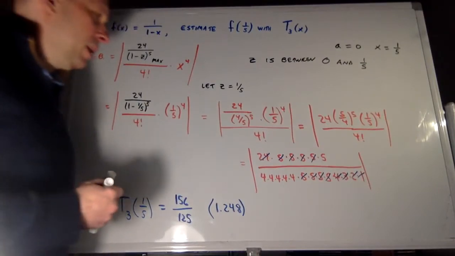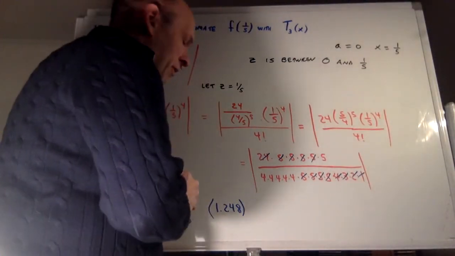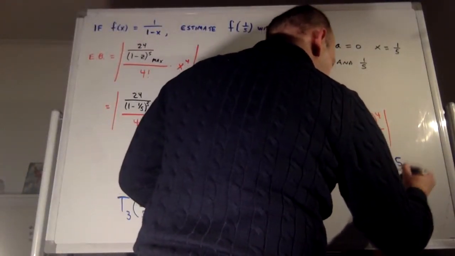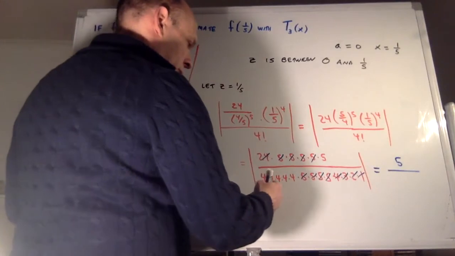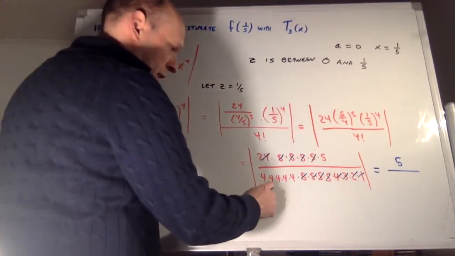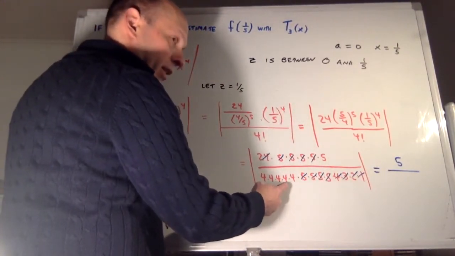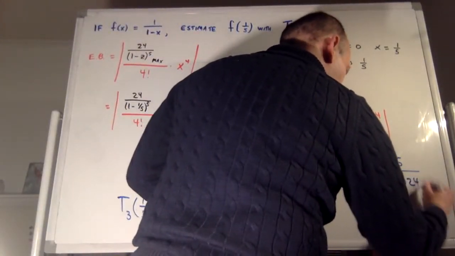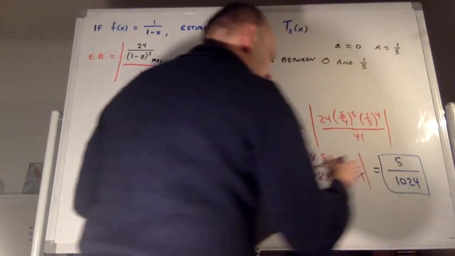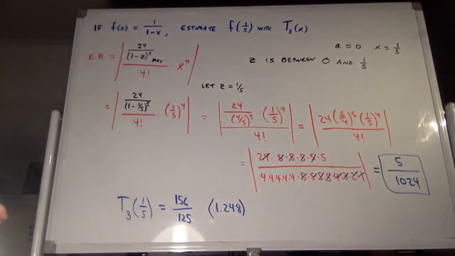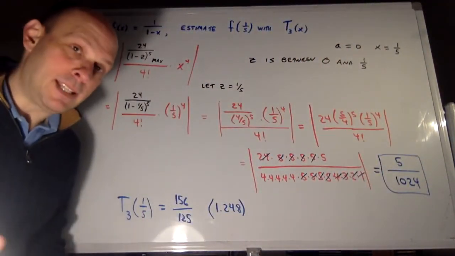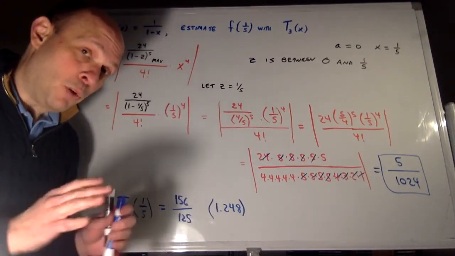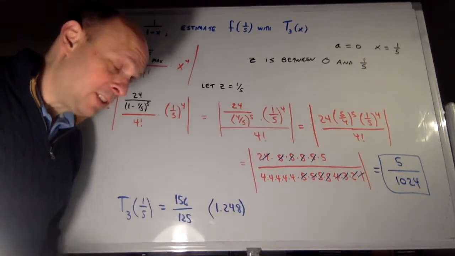What is this? I think we can figure it out. Obviously it's a positive number, so it's going to be 5 in the numerator, and then 4 times 4 times 4 times 4 times 4. So 4, 16, 64, 256, and then 256 times 4, 1024. We don't need no stinking calculator. So there it is, 5 over 1024. And again, what is that? It's the error bound. It's not what we're off by, but it's what we're off by at most, right?